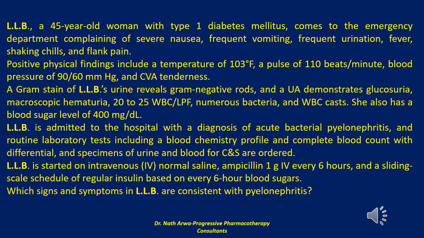It is not always possible to differentiate clinically between upper and lower urinary tract infections. Symptoms common in lower urinary tract infection often are the only positive findings in upper urinary tract infection, i.e., subclinical pyelonephritis. LLB, however, does manifest signs and symptoms of systemic infection consistent with acute bacterial pyelonephritis, including tachycardia, hypotension, fever, nausea and vomiting, shaking chills, flank pain, costovertebral angle tenderness, hematuria, and WBC casts.